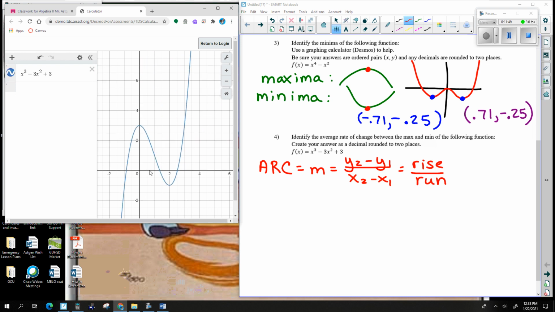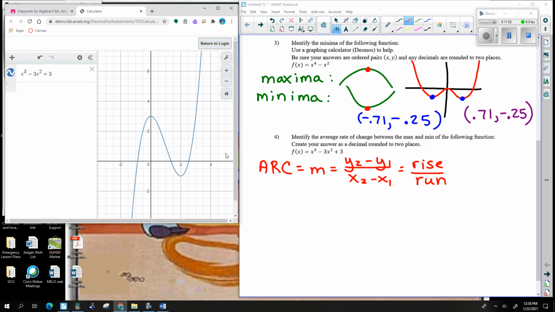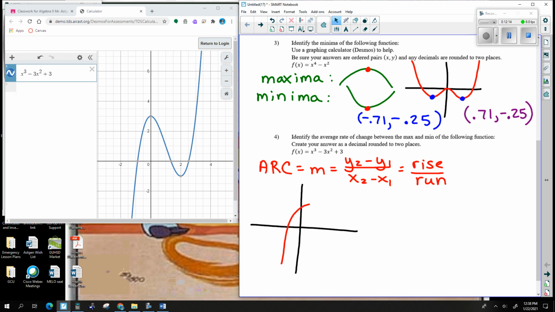Zoomed in here. All right, so here we go. They want to know what is the average rate of change, aka what is the slope, between the maximum and the minimum. So let me draw a rough picture so I can explain what I'm thinking about. Try that again, a little bit more steep than that. It looks something like that.